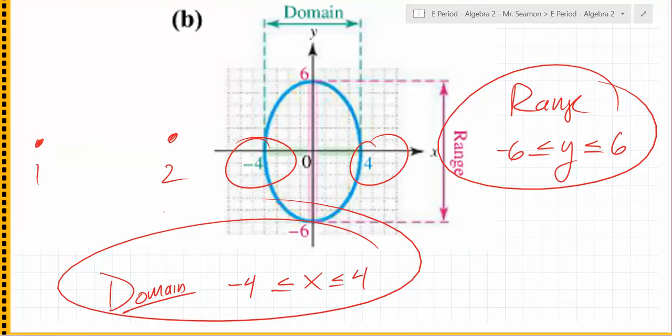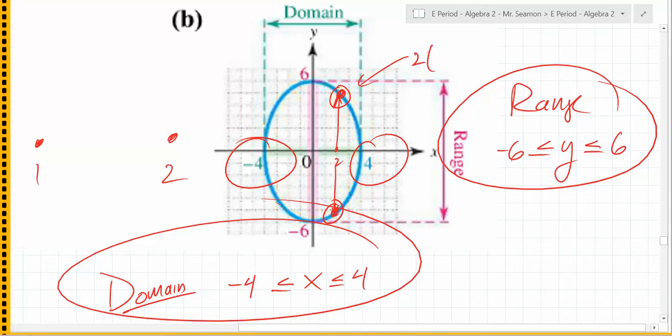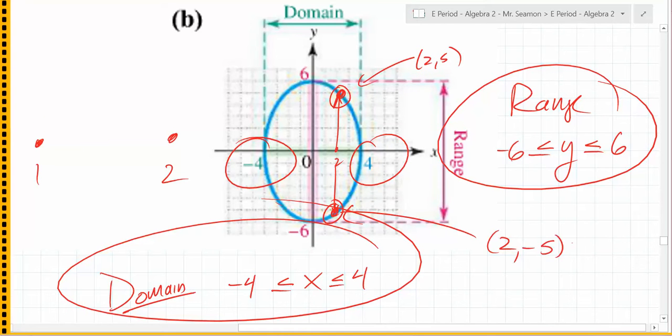Is this a function? What do you think? Is this oval a function? Are there any x values that have more than one y value? Oh wait, no, it's not a function. You sure? Okay, let's test this. At x equals 2, what do you see? I see a point there, and I see a point there. So at 2, it looks like that could be 2, 5 or something. I'm just estimating. And this could be 2, -5. You have the same x value, but how many y values? 2. So is that a function? So this is a relation.